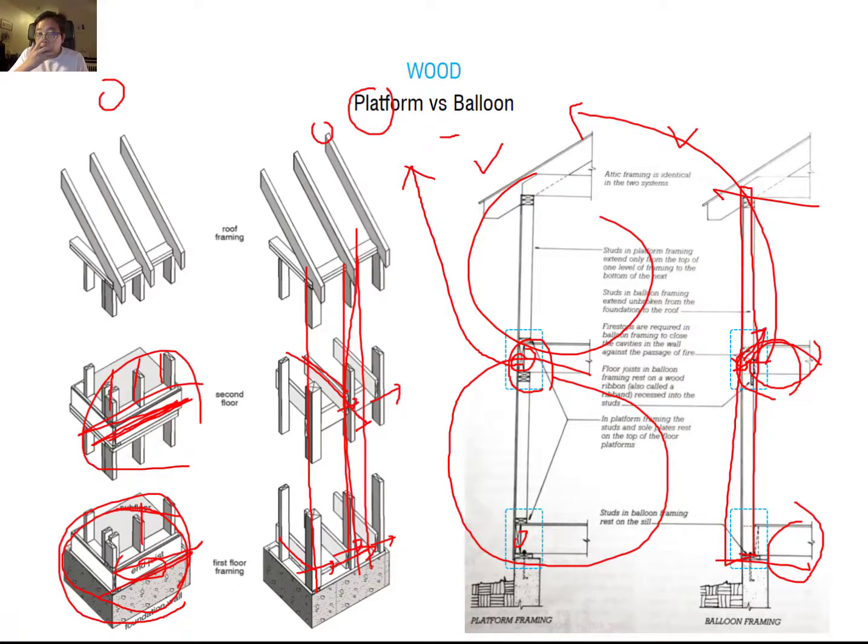Okay, please understand these two concepts: what is the difference between the platform and balloon, what is the more common framing type for our industry, and what is the benefit of the balloon. Remember the benefit of the balloon: you can make a higher opening compared to the platform framing because it doesn't have any end joist.